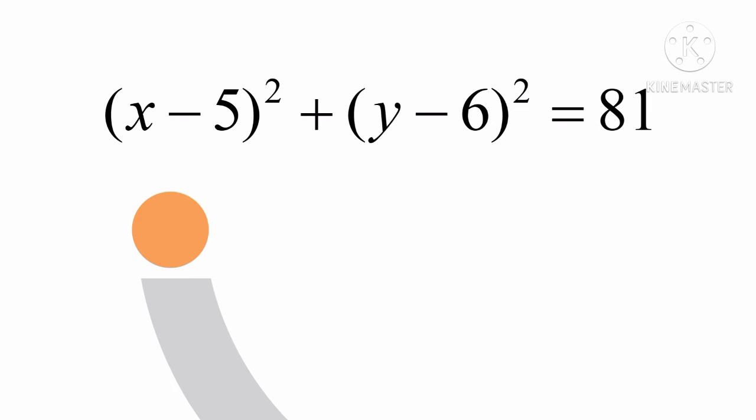So for another equation, we have the quantity x minus 5 squared plus the quantity y minus 6 squared equal to 81, which is in the form of the quantity x minus h squared plus the quantity y minus k squared equal to r squared. So it is already in the standard form equation of the circle. The center is at (h, k), and the radius of the circle is r. In the given equation, h is equal to 5 and k is equal to 6, and the radius is equal to 9 units.